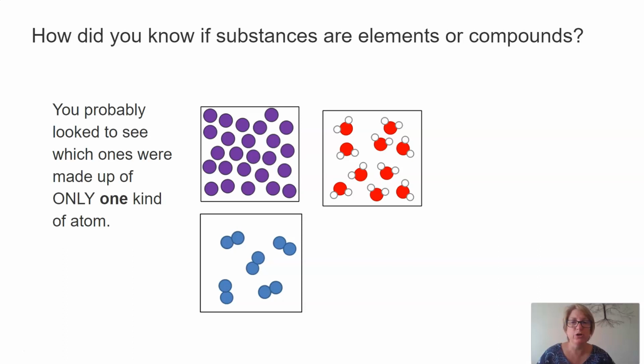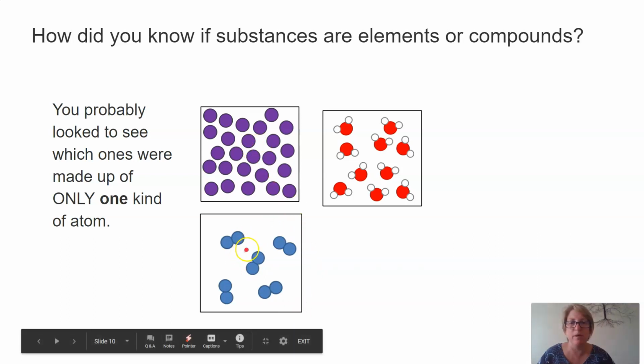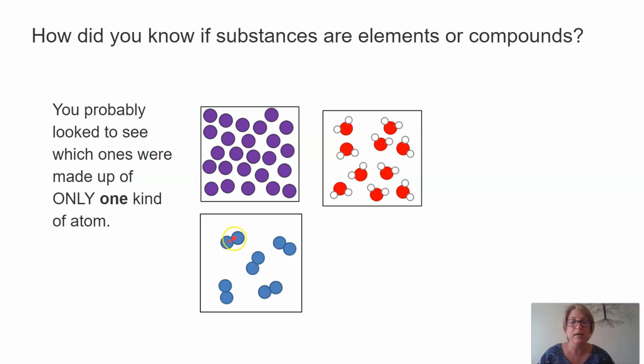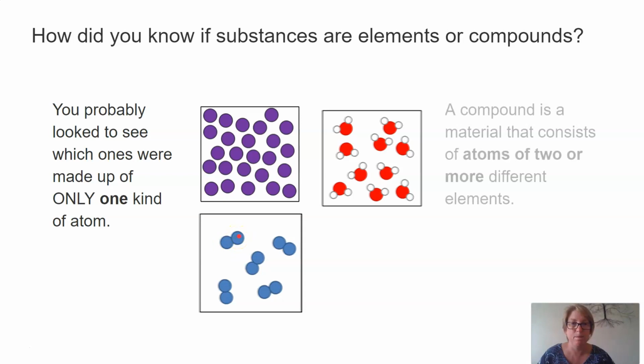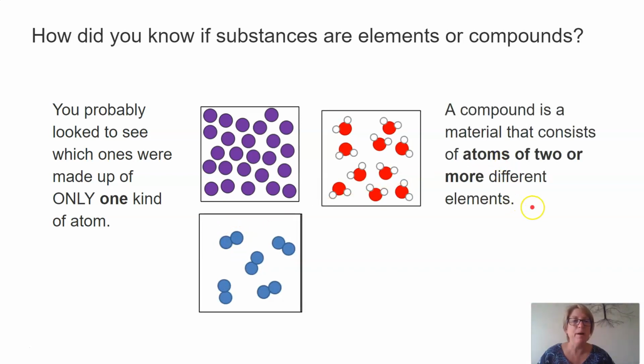You probably looked to see which ones were made up of only one kind of atom. If we have a look at this diagram here, it's only made up of one kind of purple atom. And this diagram at the bottom here, even though the two atoms have chemically combined, is still only one type of atom. And then a compound is a material that consists of atoms of two or more different elements.